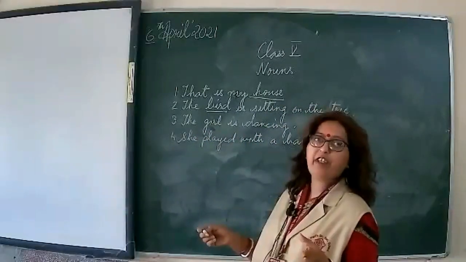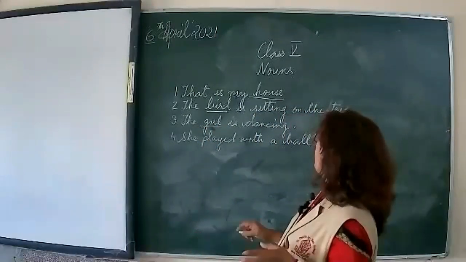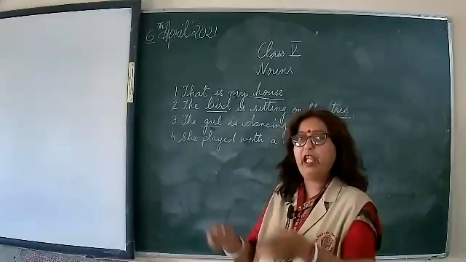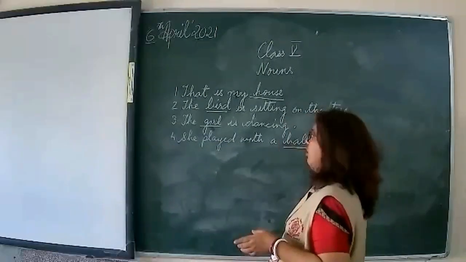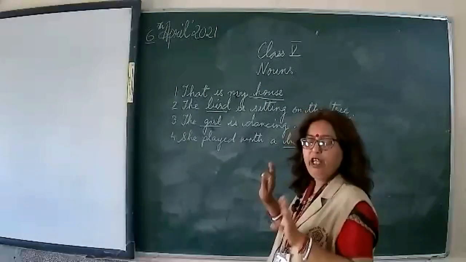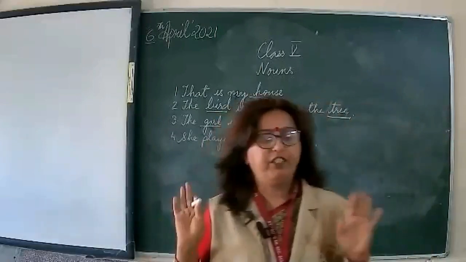Which is the naming word here? That is the girl. She played with a ball. Which is the object here? Which is the thing that you pinpoint and name? That is the ball. This was our yesterday exercise and we had done it also. We had already underlined. Till here, this was a recap of yesterday.